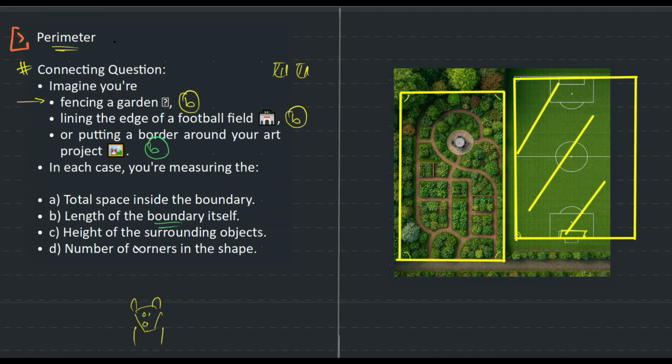So that's a small introduction to perimeter. So let's take a few more questions.